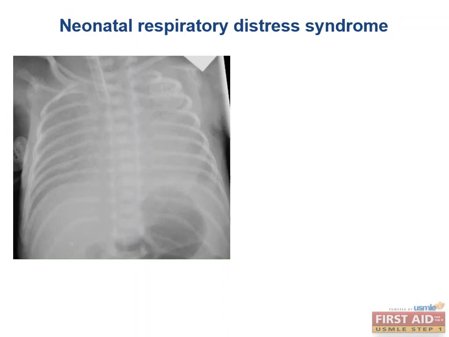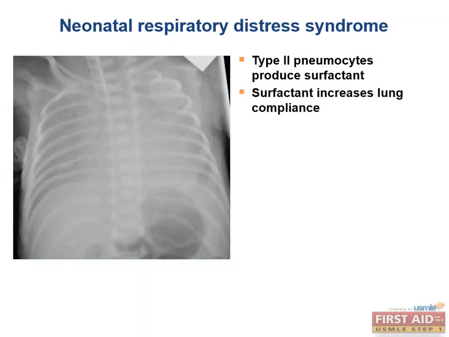Do you recall from the physio section which cells produce surfactant? Type 2 pneumocytes. What does surfactant do? It decreases alveolar surface tension, increases lung compliance, and therefore decreases the work of breathing. The importance of surfactant is highlighted in neonatal respiratory distress syndrome, seen in this X-ray, where pathology is related to the neonate's lack of surfactant.